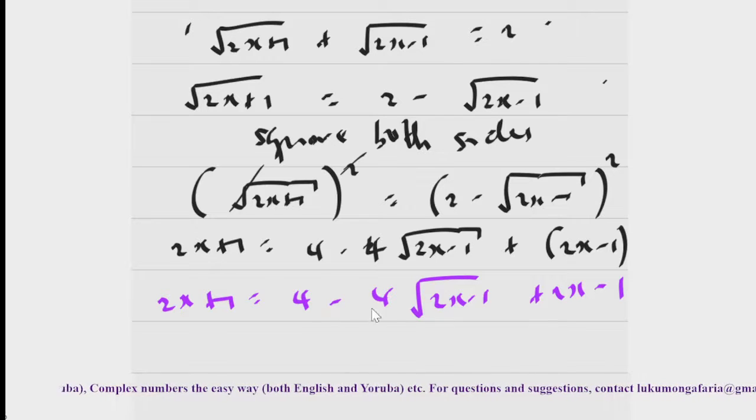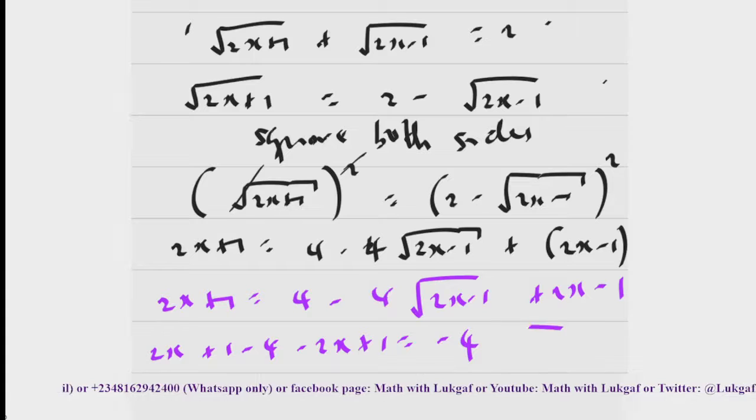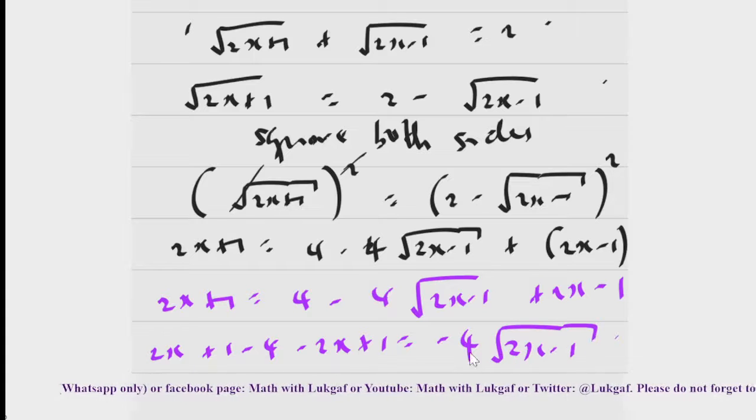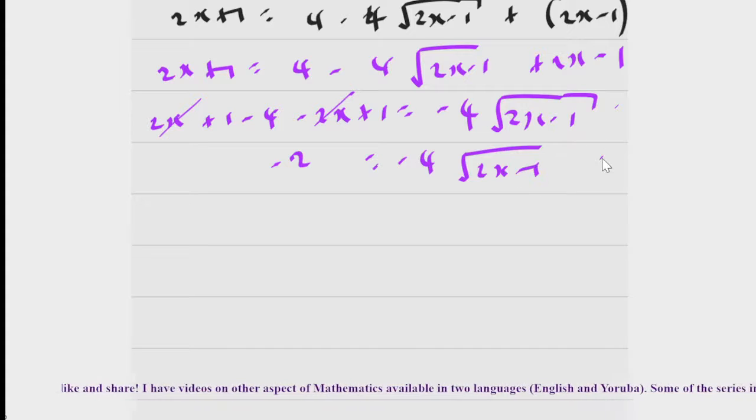You understand now? And if you collect the like terms, the moment you bring it here, let me just do it. So you have 2x plus 1 minus 4 minus 2x plus 1 is equal to minus 4 root of 2x minus 1. I hope you understand now. So this cancels this. 1 plus 1 is 2. 2 minus 4, that is minus 2. Then you have minus 2 is equal to minus 4 root of 2x minus 1. I hope you understand. This will cancel this.